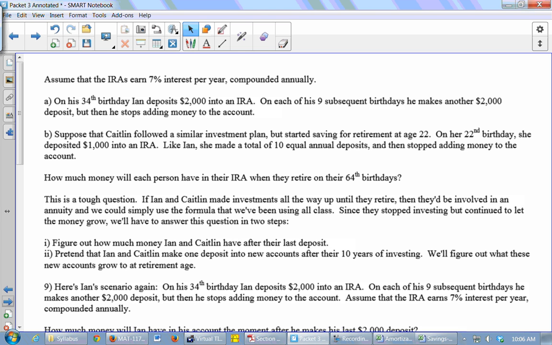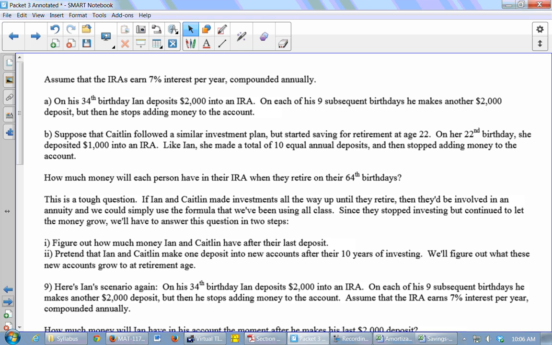All right, so assume that IRAs can earn 7% interest per year, and that's not crazy. This is because an IRA is usually some kind of mutual fund, invested in stocks and bonds, and 7%. It's not like a bank where they pay you almost nothing, right?